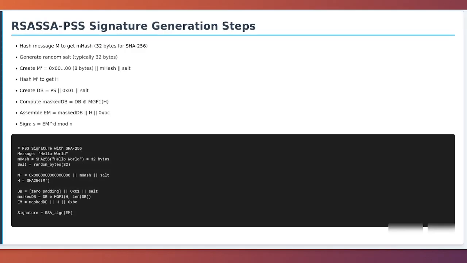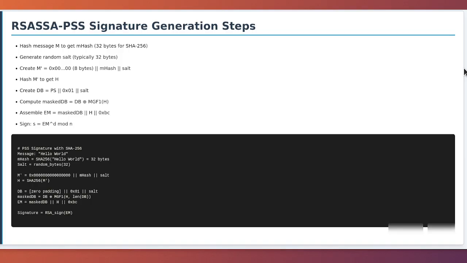RSASSA-PSS signature generation. Let's walk through the detailed process of generating an RSASSA-PSS signature. This will help you understand exactly what happens when you call a signing function in a cryptographic library. Step 1 is to apply the EMSA-PSS encoding operation to the message M.